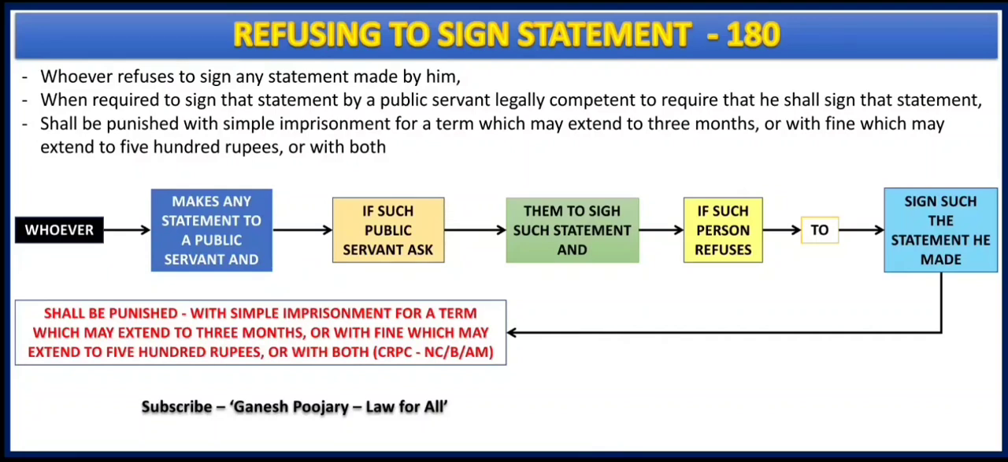And under CRPC, these are non-cognizable offenses, bailable offenses, and any magistrate can conduct the trial. That's all about section 180.